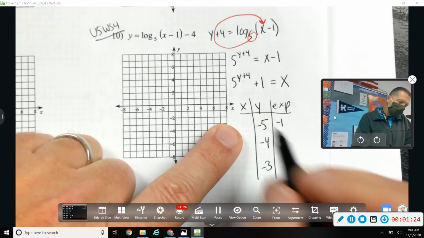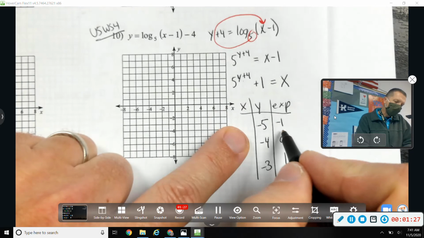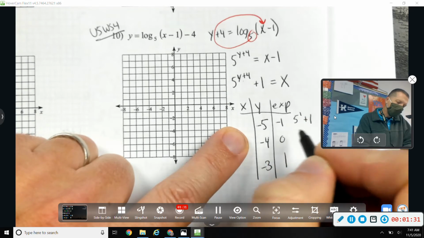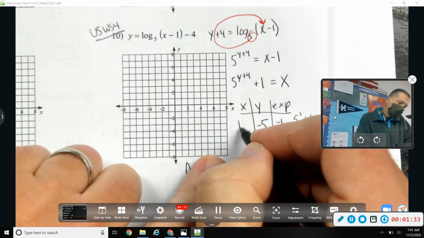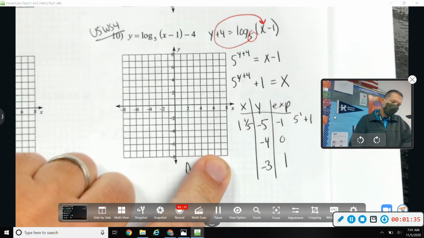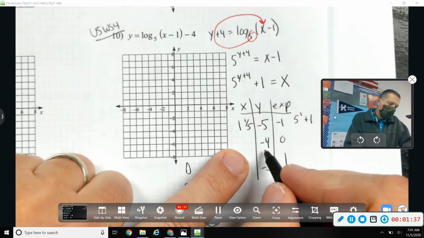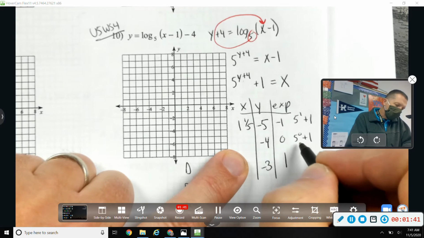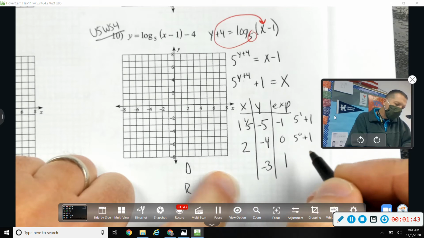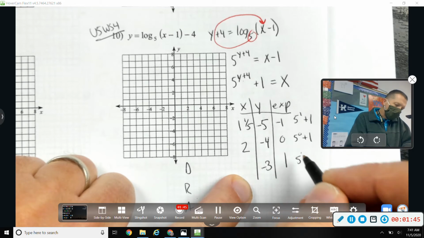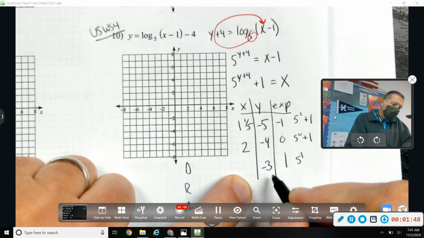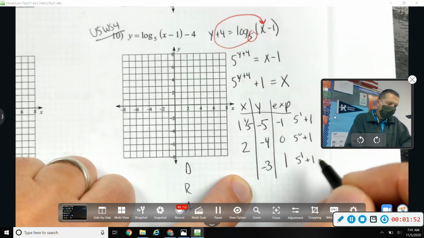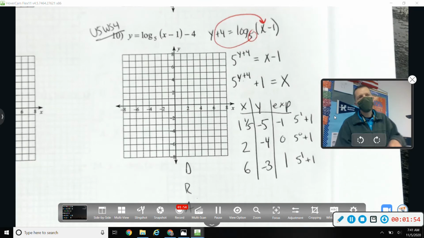So if I plug in -5, we already know the exponent will be -1, so that's 5 to the -1 plus 1, 1/5 plus 1, 1 1/5. Plug in -4, we get 5 to the 0 plus 1, that would be 2. And if we plug in -3, we get 5 to the 1st plus 1, so that would be 6. So now we got our points.